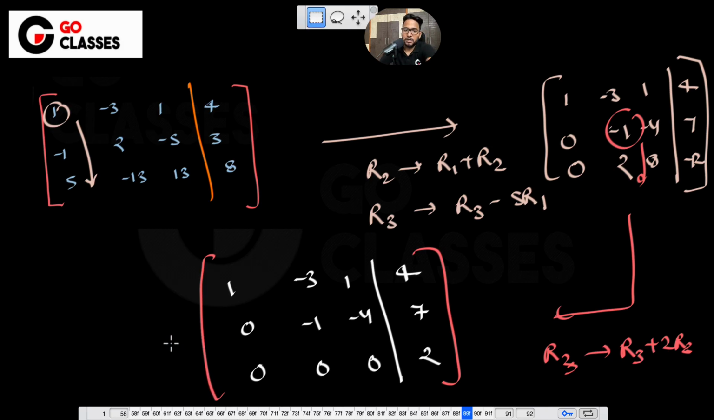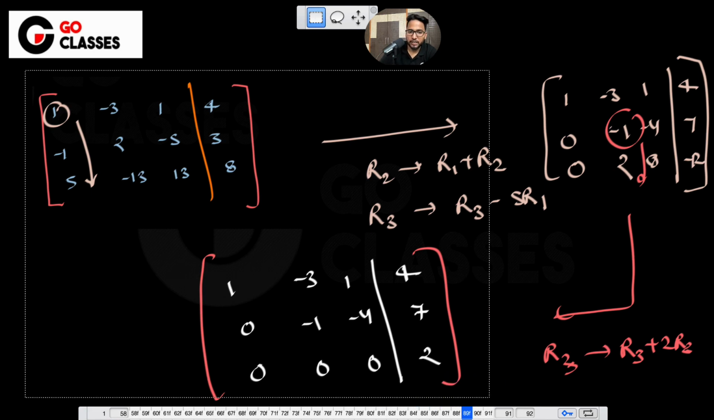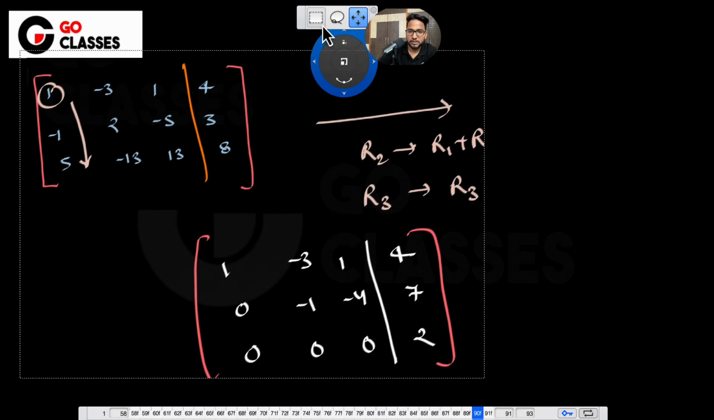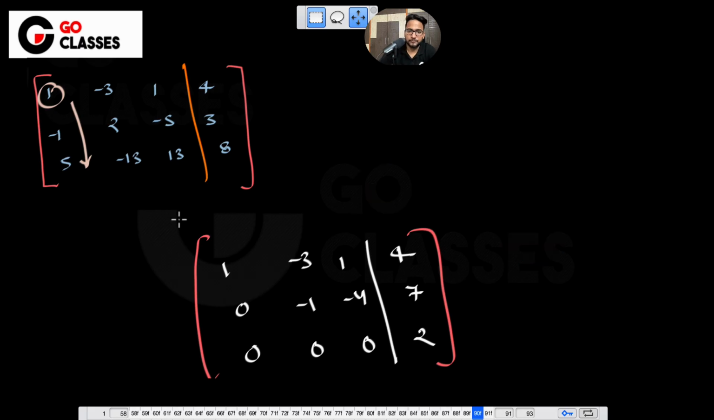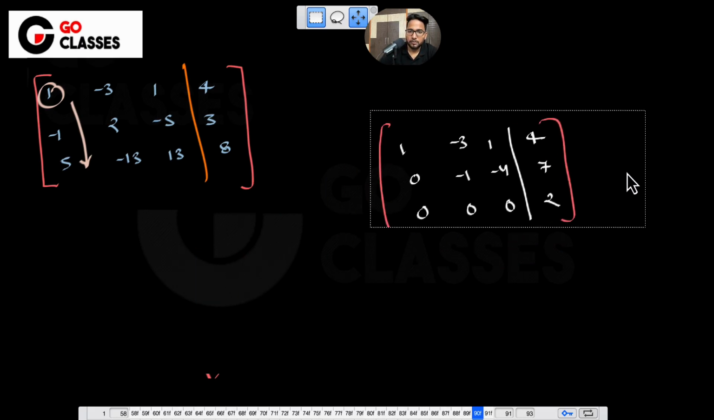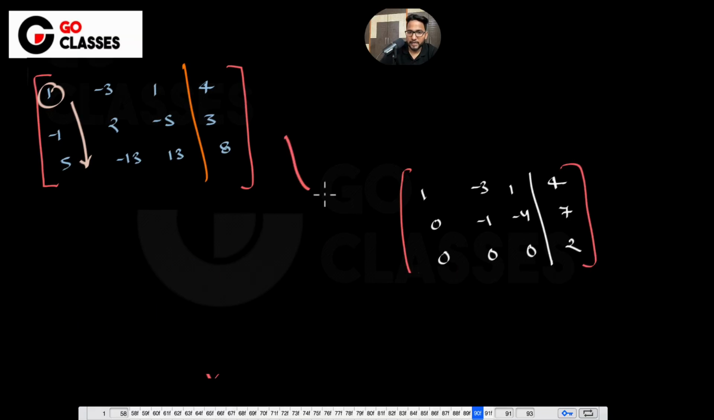Okay, so let me write the final answer on the next page, or maybe the one we started with, and then finally what we got, right? So we started with something like this, and finally we got something like this. Okay, I hope that's fine, right? So this is what we got after a few elementary row operations. Cool. Now let's try solving for x1, x2, x3.